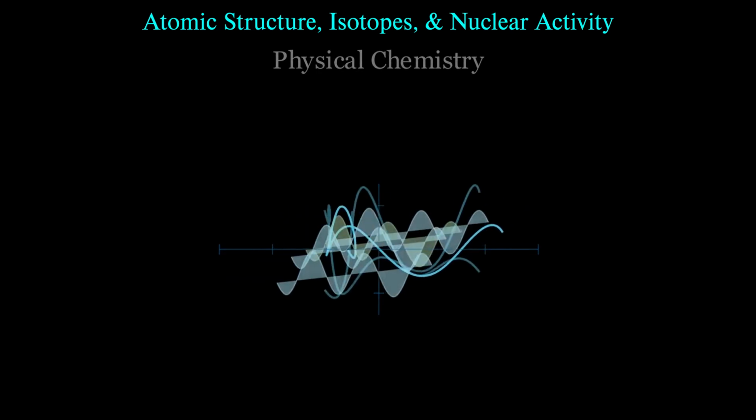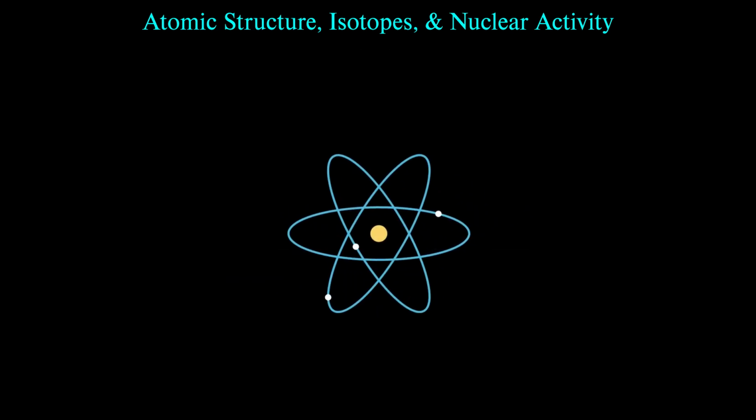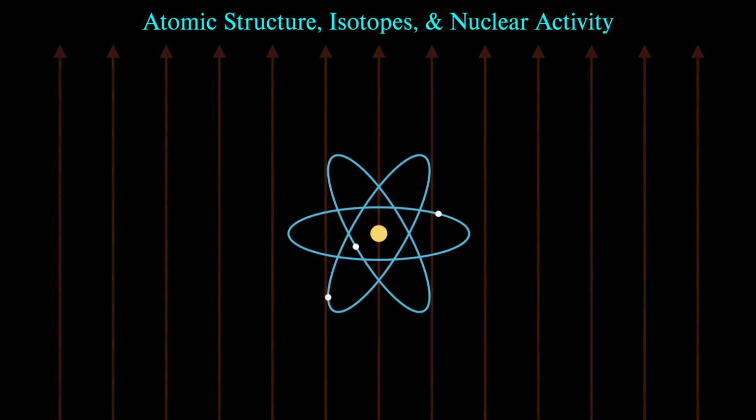But NMR exists because of the nucleus. So in this video, we're going to build up the atomic nucleus from the ground and understand why certain nuclei interact with a magnetic field in the first place. Because these interactions are what make NMR arguably the most powerful structural technique in chemistry. So we'll start with the atomic structure.